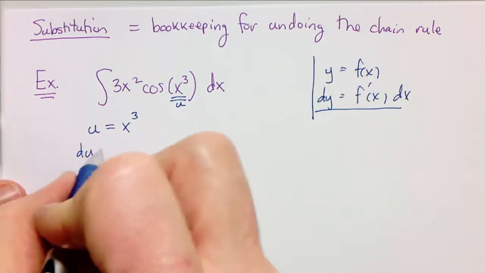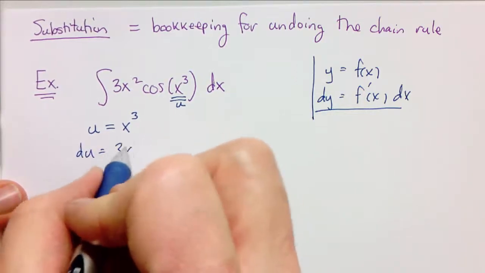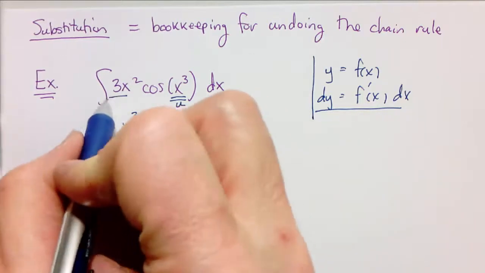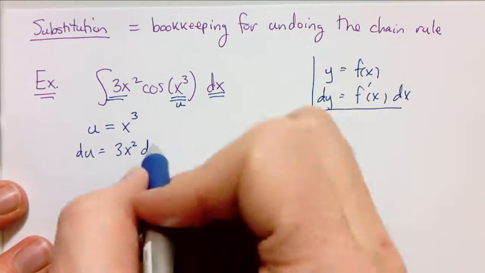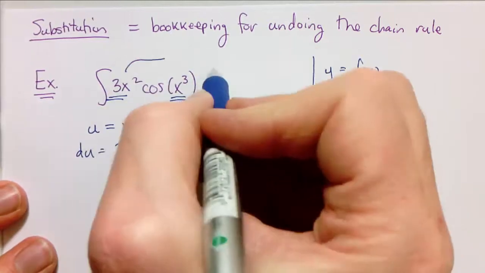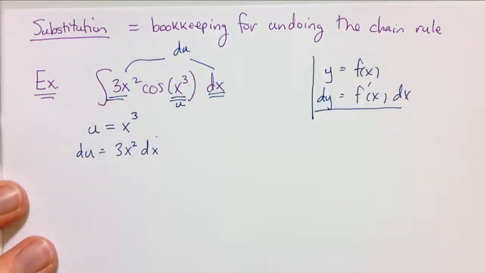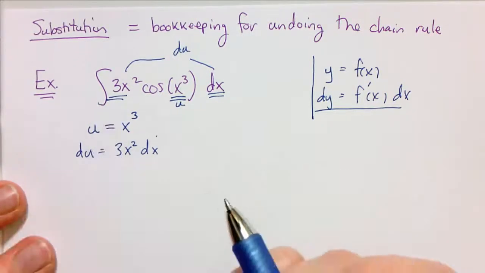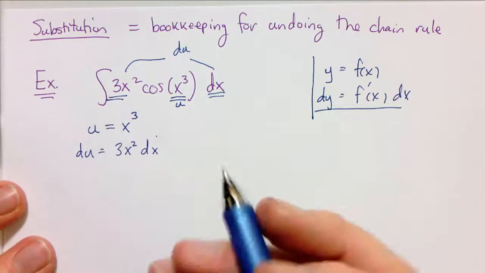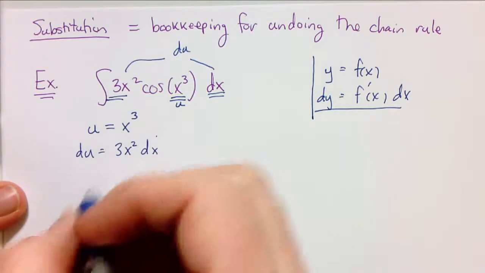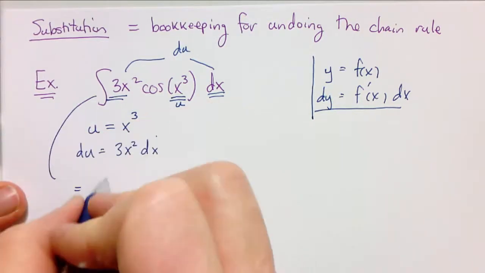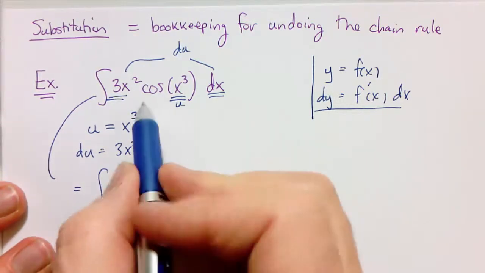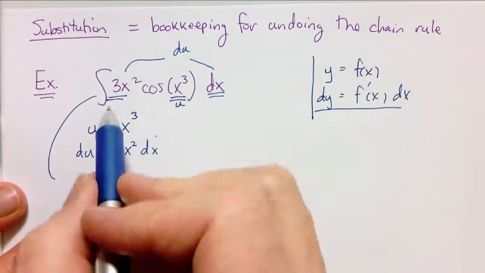So du is equal to the derivative, 3x squared, times dx. Notice this is du. These two pieces together make up du. So we're going to substitute u and du into this integral to help us find the antiderivative. Our integral now is equal to cosine of u, that's this piece, times du.